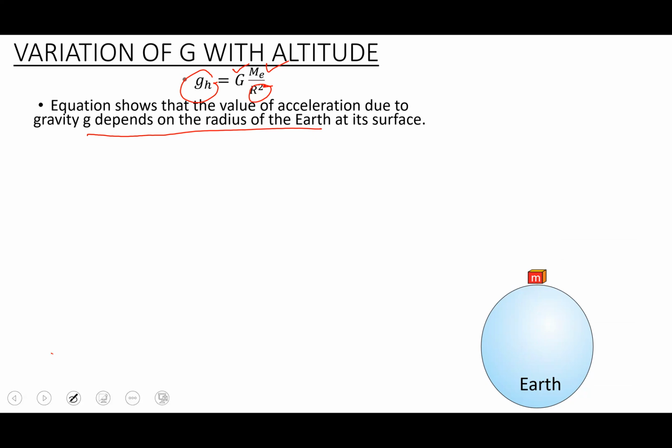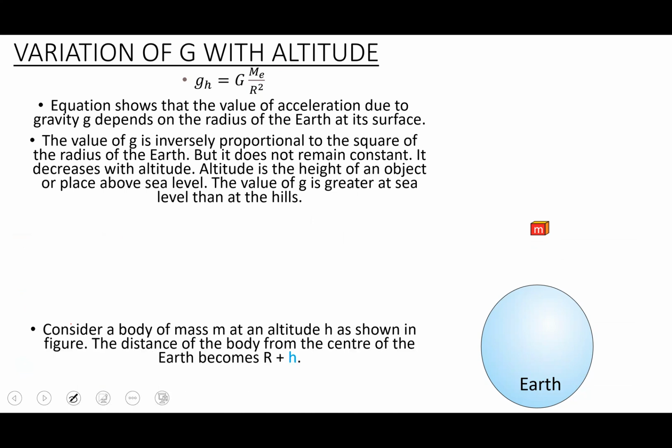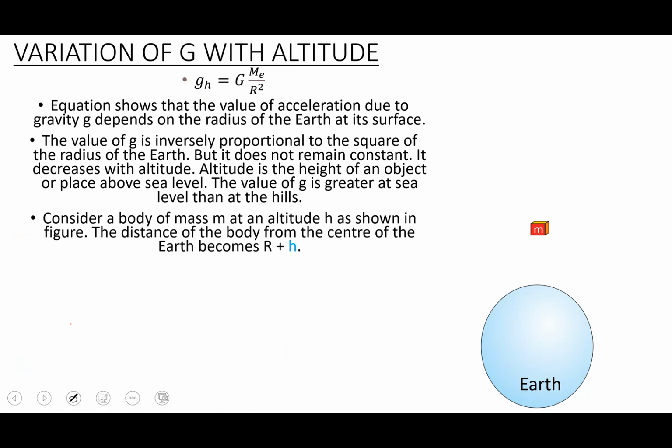Now let me clear this out a little bit. If we move the body m to a certain height, let's say h, then the value of g is inversely proportional to the square of the distance or radius of the earth, but it does not remain constant. It decreases with altitude. The altitude is the height of the object or the place above the sea level. Here we have the definition of altitude. Altitude is the height of an object or place from the sea level. The value of g is greater at sea level than at the hills.